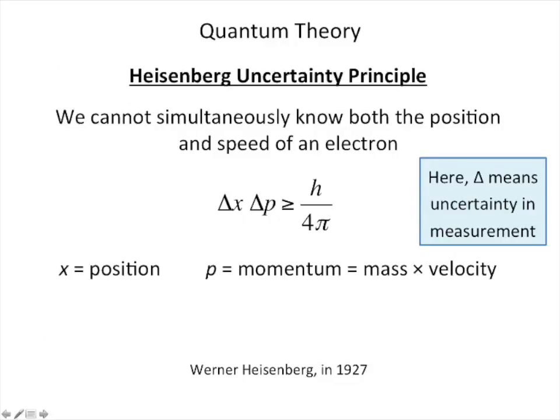So we begin by talking about the Heisenberg uncertainty principle, and it's formulated thusly: the uncertainty in your knowledge of position, x, times the uncertainty in your knowledge of momentum, which is mass times velocity, is always greater than or equal to Planck's constant divided by 4 pi. And so the delta here means uncertainty in measurement. This is formulated by Heisenberg in 1927.